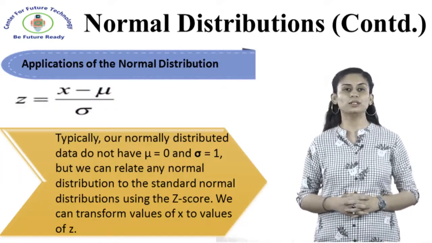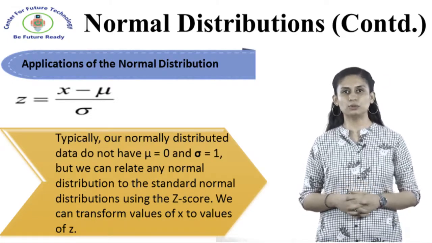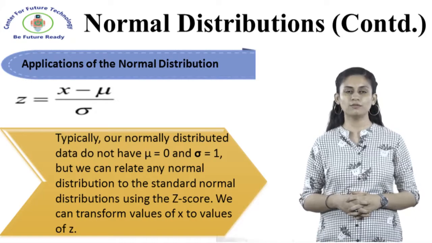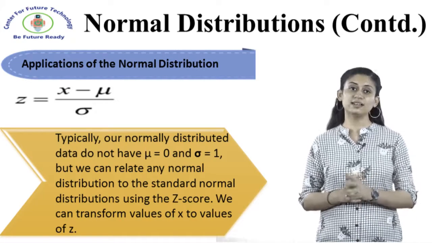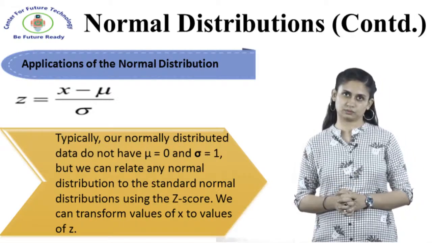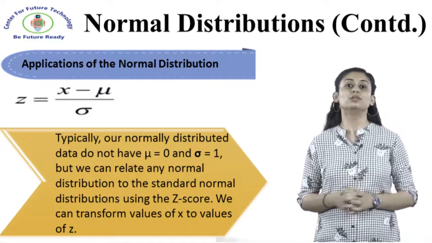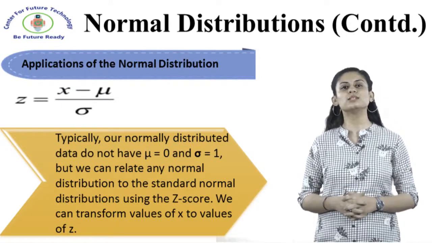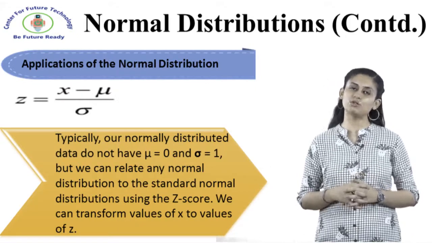Applications of the normal distribution. Typically, our normally distributed data do not have mean equal to 0 and standard deviation equal to 1. But we can relate any normal distribution to the standard normal distribution using the Z score. We can transform values of X to values of Z.